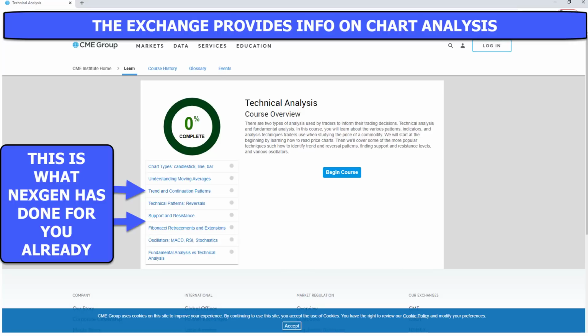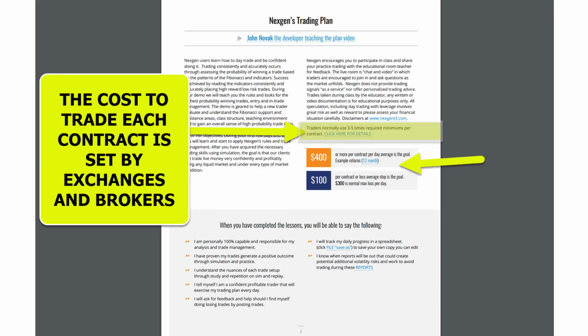The exchange also does a really good job of putting together information that you can go search out yourself on the Chicago Mercantile Exchange group, and the things that they feel are important for traders. Understanding the chart type, understanding moving averages, trend patterns, technical patterns for tops and bottoms, support and resistance, Fibonacci work, oscillator work. These are all the things that Nexgen has already done for you. And not only done, but we've perfected these things. So the only thing you have to do is actually worry about when and where to trade them.